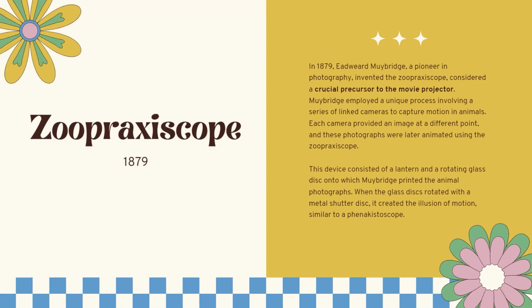The way Muybridge made this work is kind of incredible considering that it involves a kind of de-animation before a reanimation. He'd set up a series of linked cameras to capture animals in motion, and then the individual cameras each gave an image of the animal at different points, similar to how he created the horse in motion. These photographs were then animated together using the zoopraxiscope.